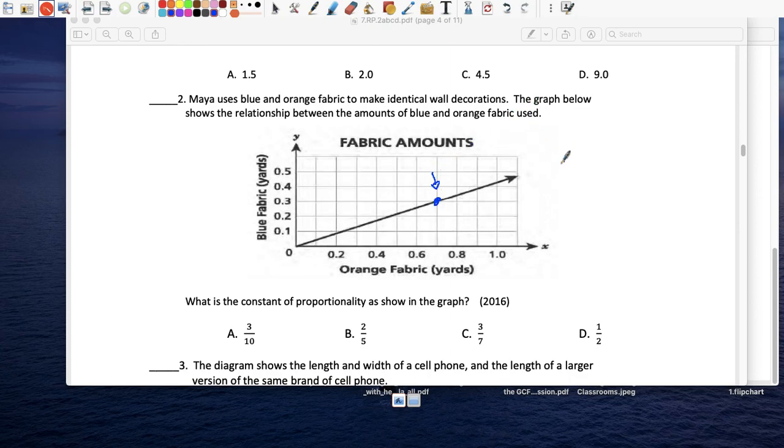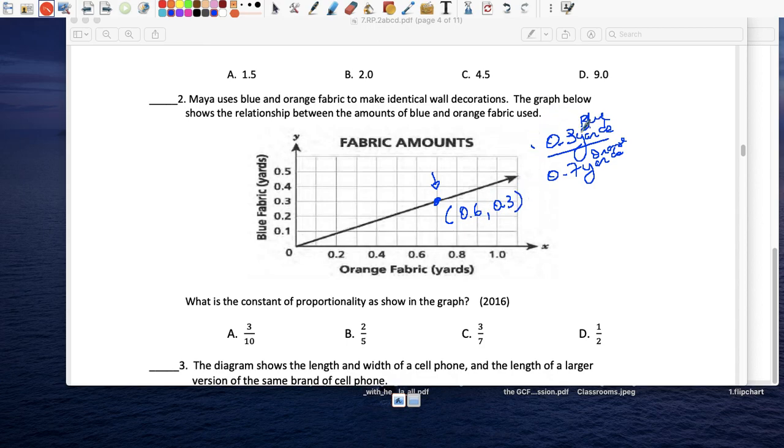That point there is 0.3 yards in 0.7 yards of, this is blue over orange, right? X over y, so y over x, right? So we put y over x. So the point here, let me write the point again, is 0.6 comma 0.3.